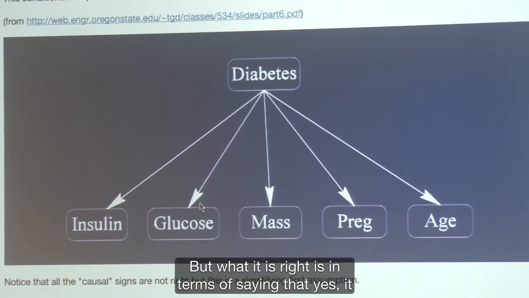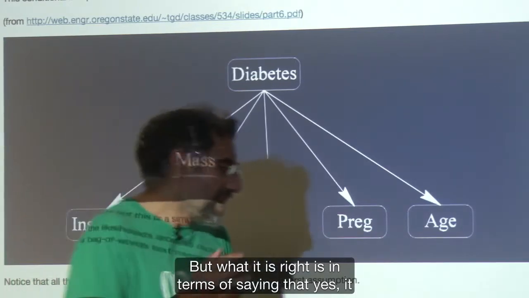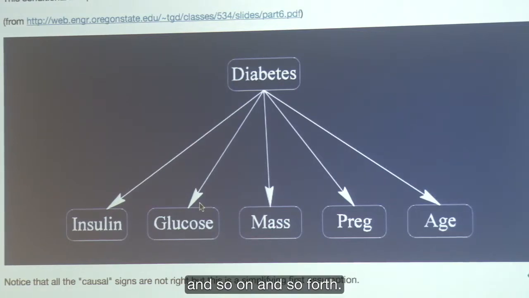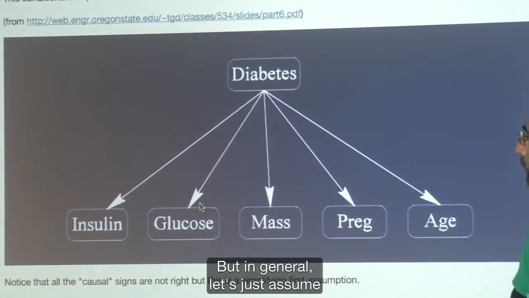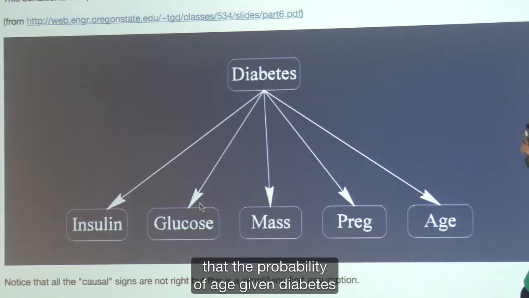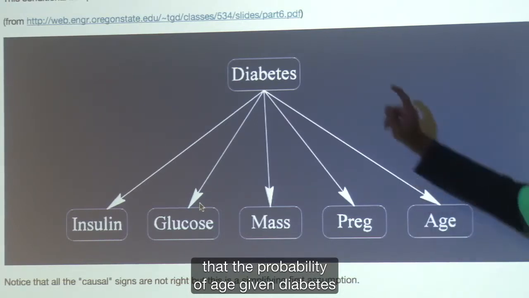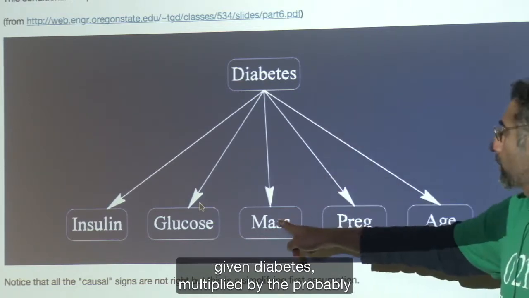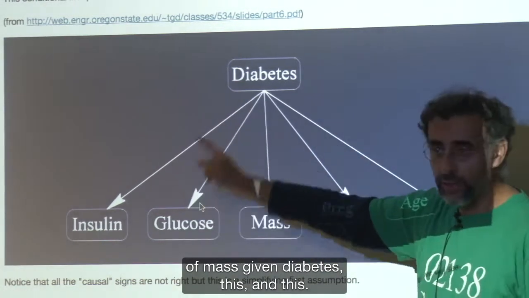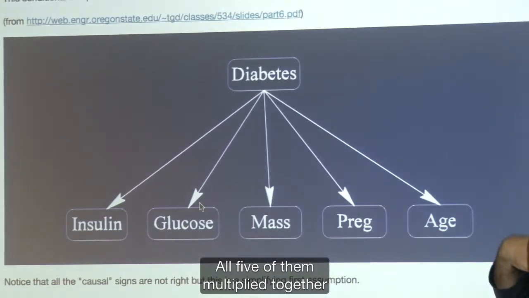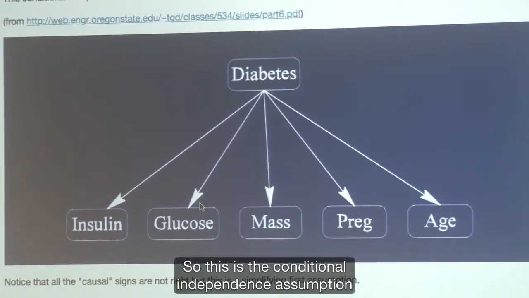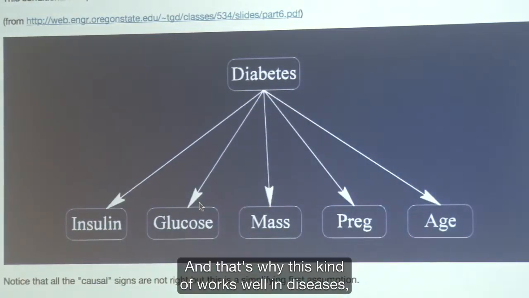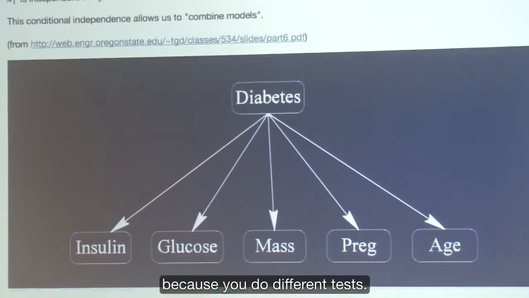But what it is right about is saying that, yes, there is going to be some confounding between pregnancy and age, and pregnancy and mass and age, and so on. But in general, let's just assume that the probability of age given diabetes is multiplied by the probability of pregnancy given diabetes, multiplied by the probability of mass given diabetes, and so on. All 5 of them multiplied together give you the joint probability. This is the conditional independence assumption that is up there. That's why this kind of works well in diseases, because you do different tests.